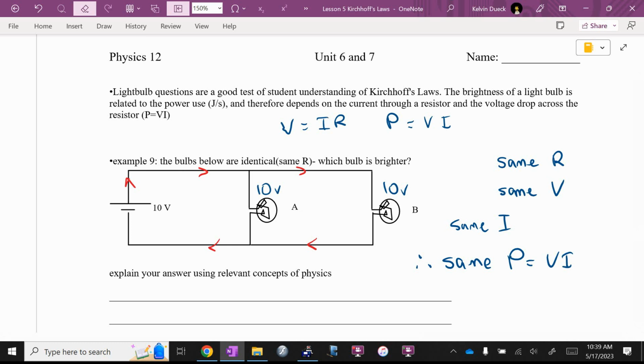Won't all bulbs be the same brightness if their resistances are identical? No, not if we get to more complicated circuits, no.